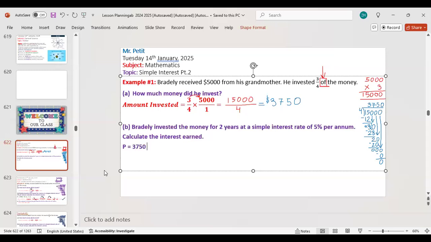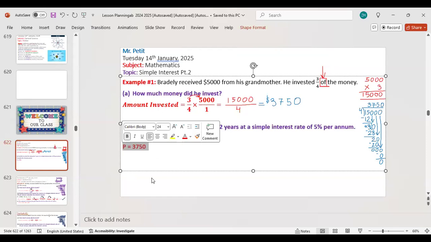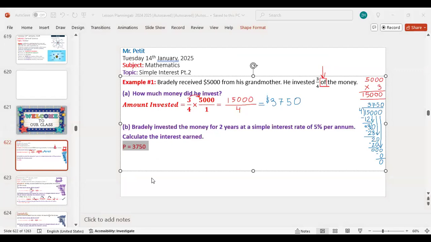All right, so this is gonna be 3,750. Why do we choose 3,750 and not the 5,000? Because that's the amount you invested. And 5,000 is how much you received. That's how much was invested. Very good. And 5,000 is how much you received.